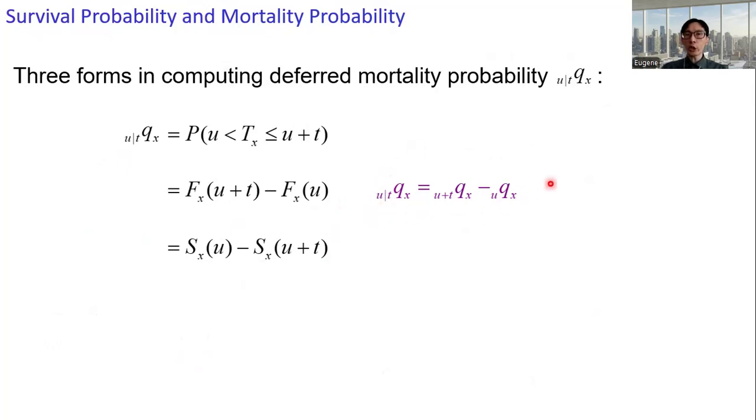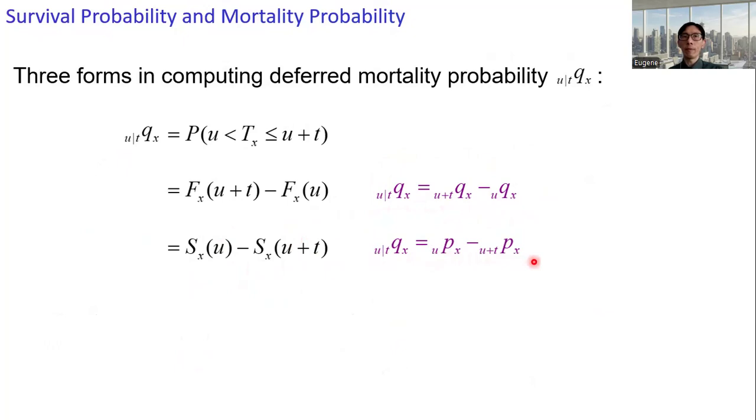So we have the first relationship, u| t q x equals u+t q x minus u q x. And in terms of the survival probabilities, u| t q x equals u p x minus u+t p x.